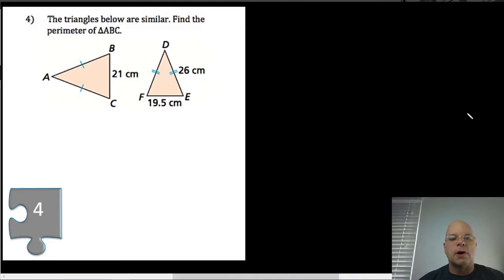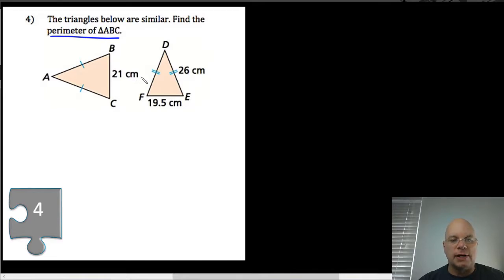The triangles below are similar. Find the perimeter of triangle ABC. This is going to be a case of make sure you answer the question that's being asked, because we definitely need to know the side length of these congruent sides to find the perimeter, but we can't stop there. Once we find that side length, we still have to add the 3 sides together to get the perimeter.